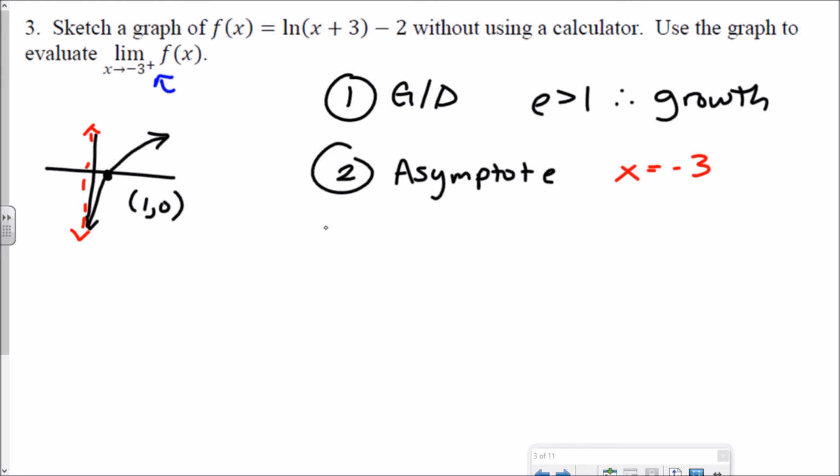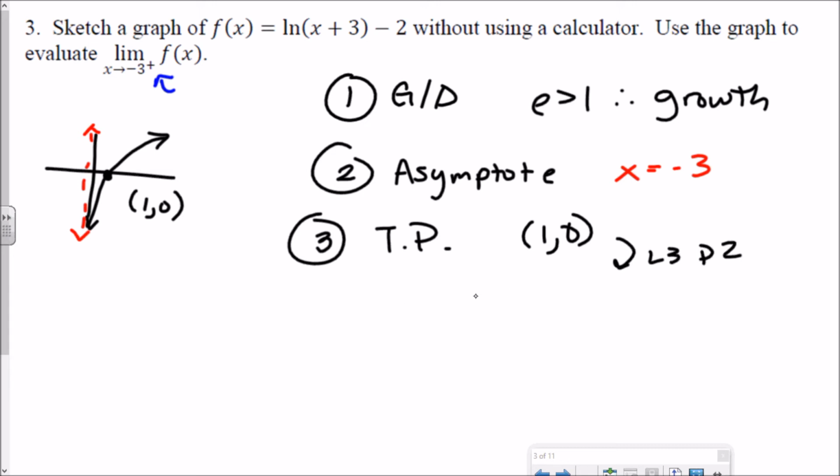And then we'll do our last step, the turning point. Okay, my original turning point for a logarithm is 1, 0. And then I'm going to do my transitions. Again, you would multiply anything in first. We don't have anything to multiply, so I'm just going to move it left 3 and down 2. So that'd be -2, -2.